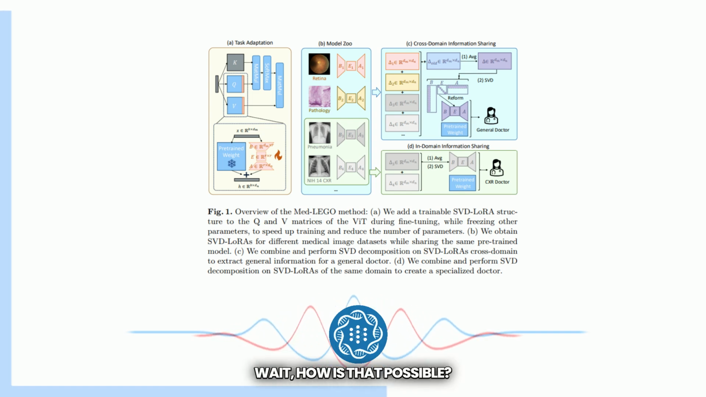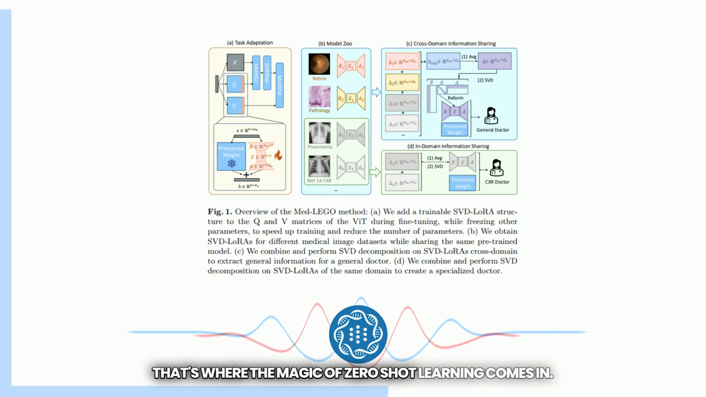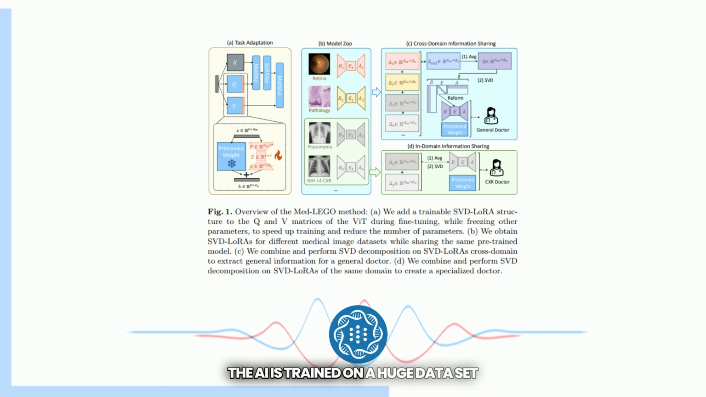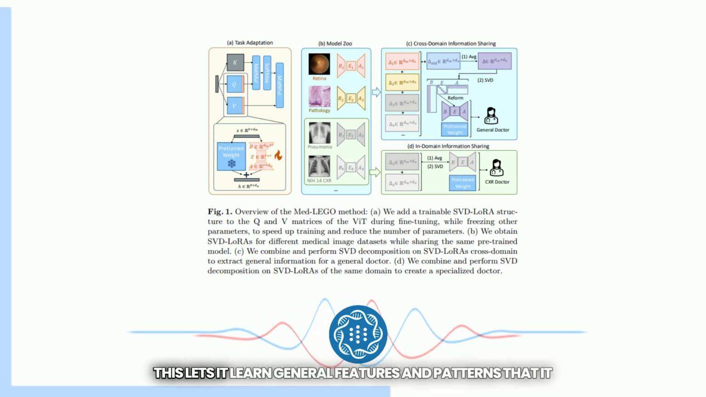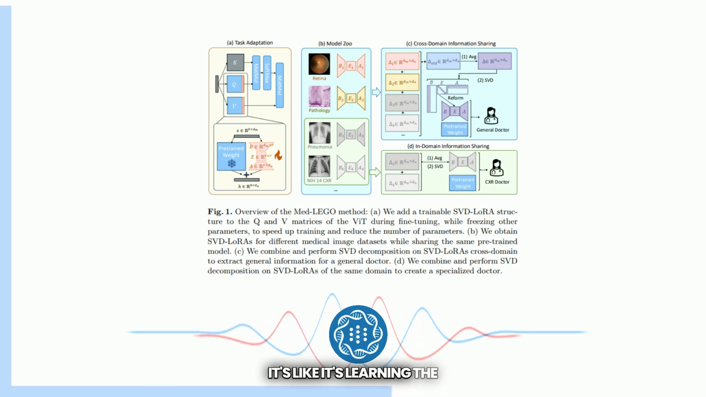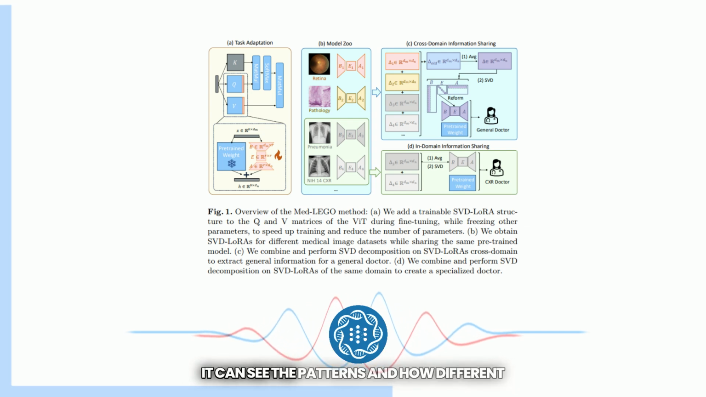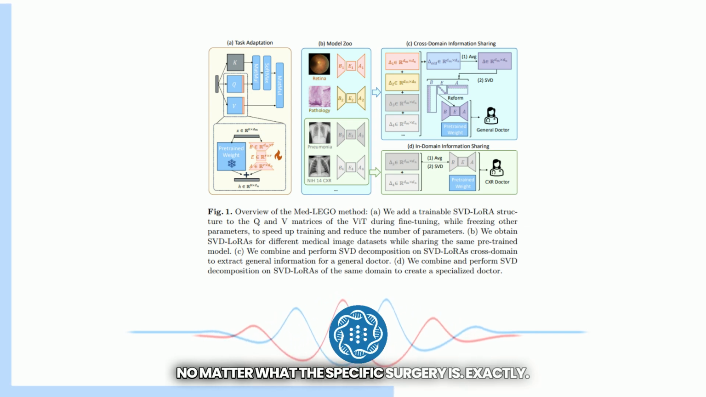Wait, how is that possible? How can it know what to look for if it's never seen that specific surgery before? That's where the magic of zero-shot learning comes in. The AI is trained on a huge data set of surgical videos that cover all sorts of procedures. This lets it learn general features and patterns that it can apply even to surgeries it hasn't seen before. It's like it's learning the fundamental rules of surgery, right? Yeah. It can see the patterns and how different parts of the body relate to each other, no matter what the specific surgery is. Exactly.